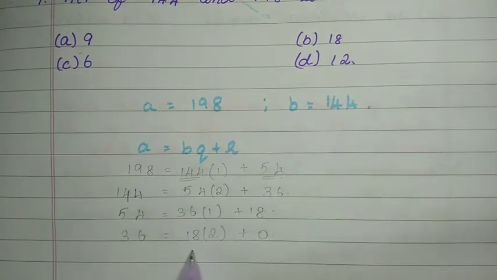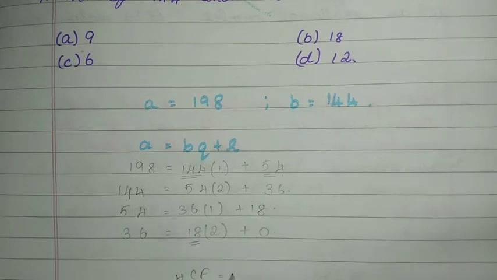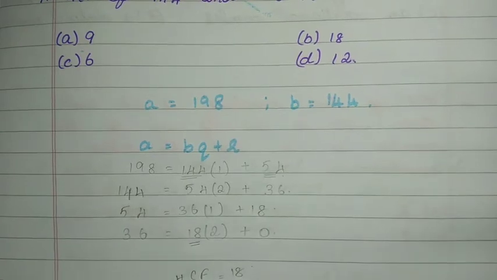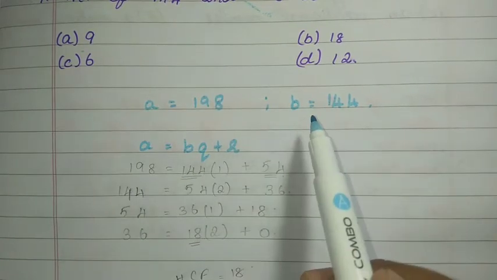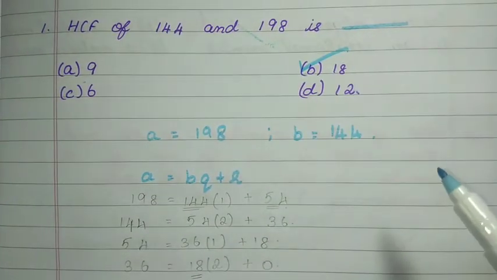So I can just stop with this and I will be taking this number as my HCF. So my HCF is equal to 18. So where do I have 18 in these options? I have it in option B. So option B is right.